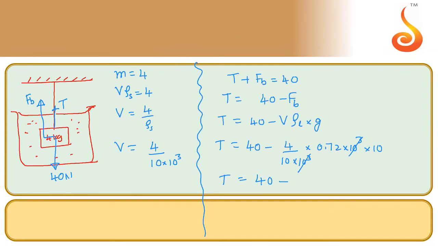Now 4 into 0.72. 4 into 0.72 is how much? Tell me. The final value is 2.88. So what is the tension? 37.12. This is the answer.